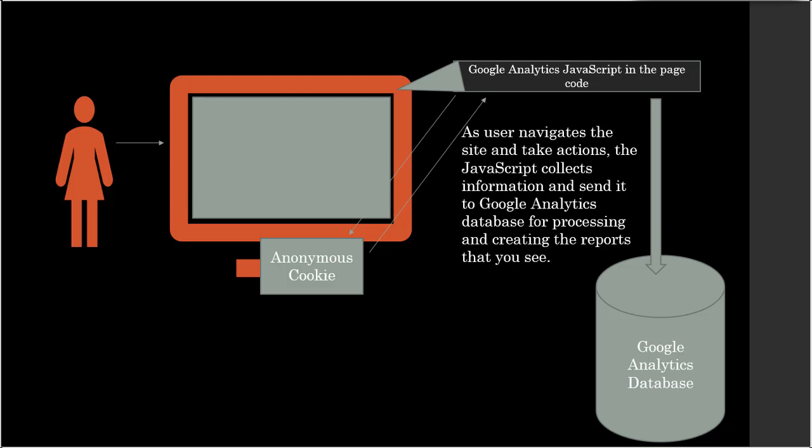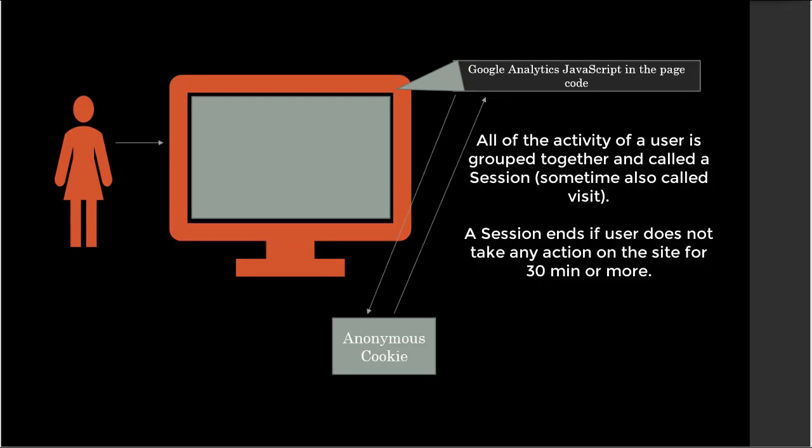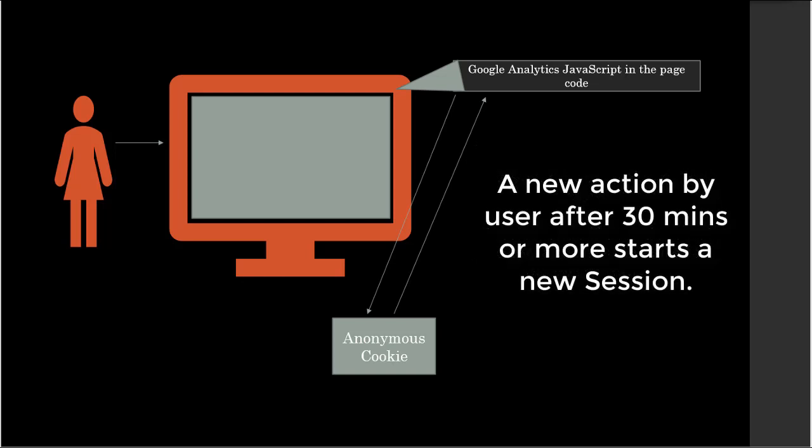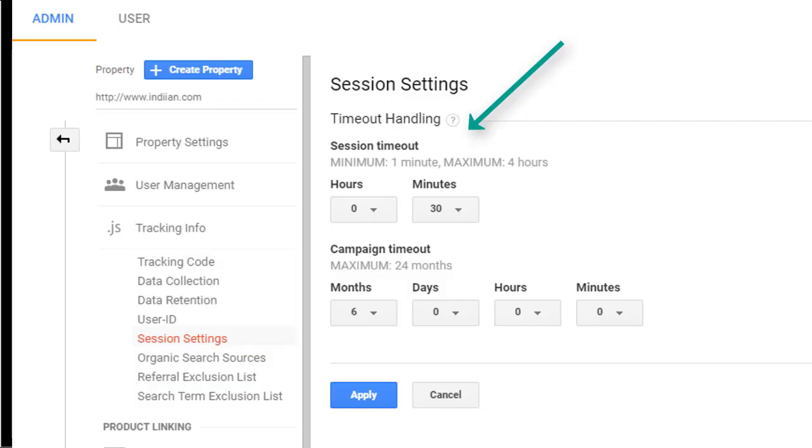Google Analytics groups all the activities of a user and calls it a session when a user first comes to the website and then ends after 30 minutes of inactivity. If the user goes back to the site after 30 minutes or more of inactivity, a new session begins. It's the same user identified by the cookie, but it is a different session. So remember this, 30 minutes of inactivity leads to a new session. This value is configurable, but by default, it's 30 minutes.